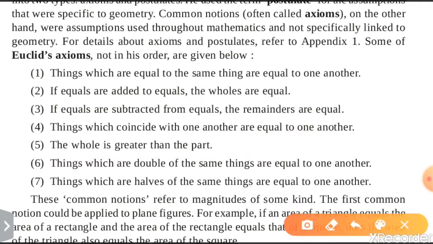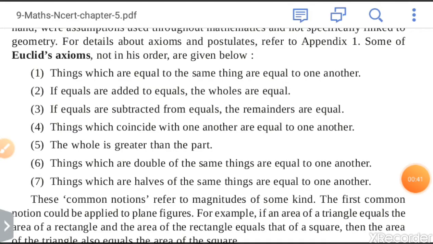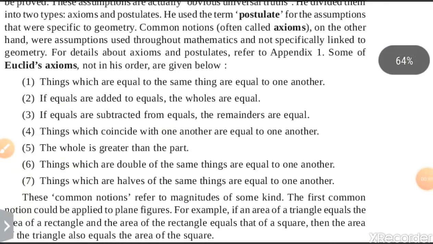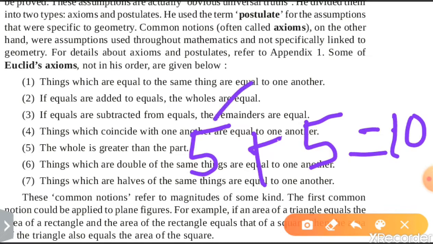Next, the things which are double of the same thing are equal to one another. Yes, if 5 and 5, you can see that the things are double of the same thing, then these are equal to one another. As you can see, if you take 5 and the second 5 and add these two, you get 10. That means this is the double of this. Hence these must be equal to each other.